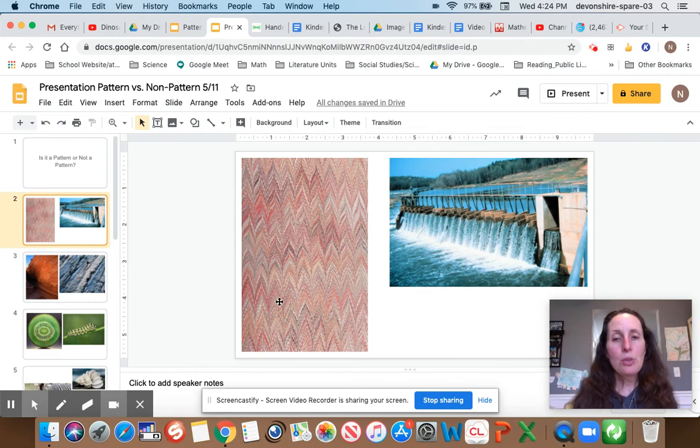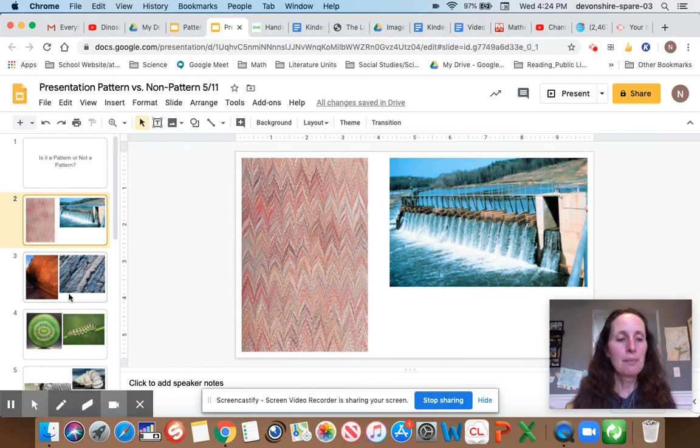All right, so here's one picture, here's another. What do you think? Pattern or not a pattern? I think pattern to both of these. Now, you can make an argument the other way, but I'm seeing up, down, up, down, up, down, up, down, over and over again. It repeats. And this one I see water, no water, water, no water. A repeating pattern of water, no water. All right, let's look at another one.